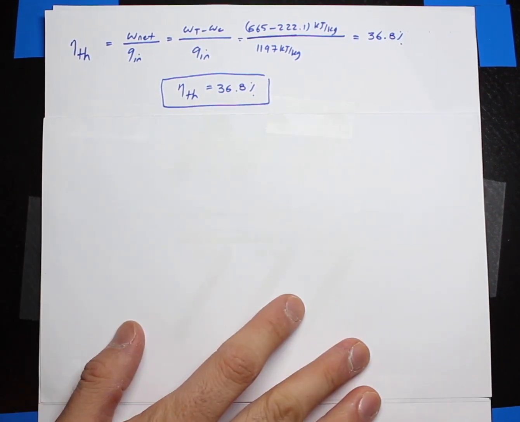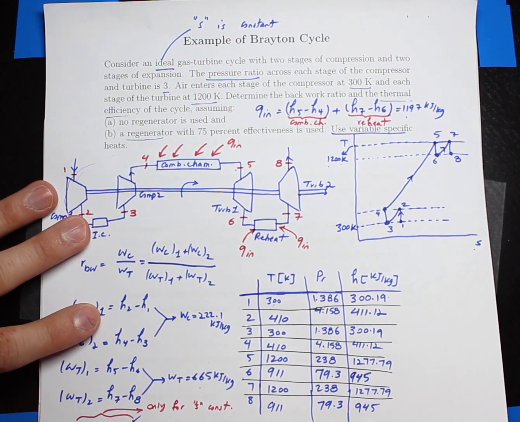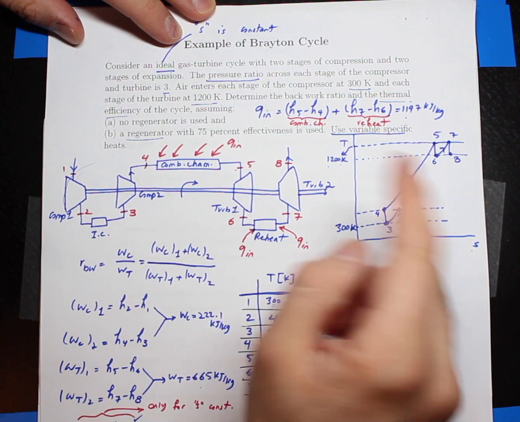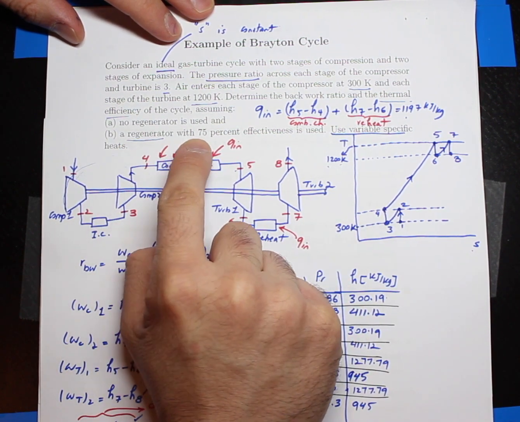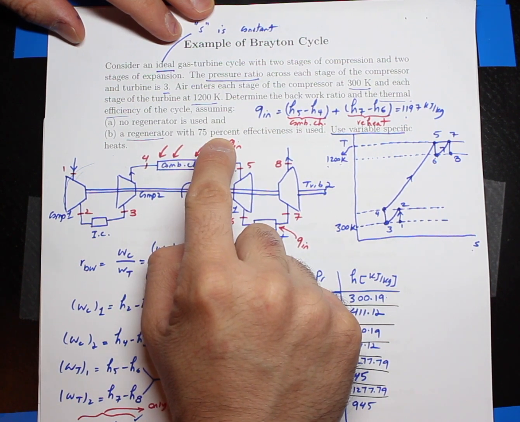Okay, now that we are done with part A, let's do part B of the problem. In part B, we also need to find the back work ratio and the thermal efficiency of the cycle, but this time in part B there is a regenerator, okay? And the regenerator has a specific effectiveness which is 75%, right?